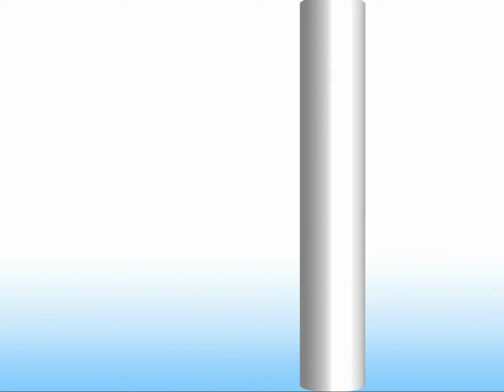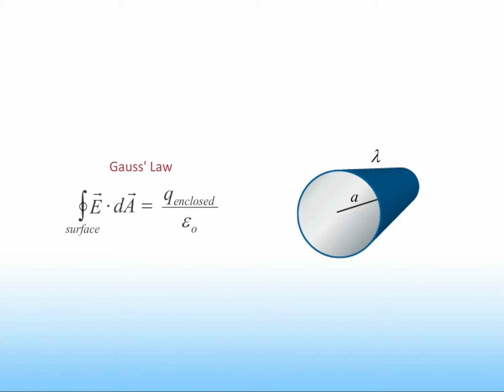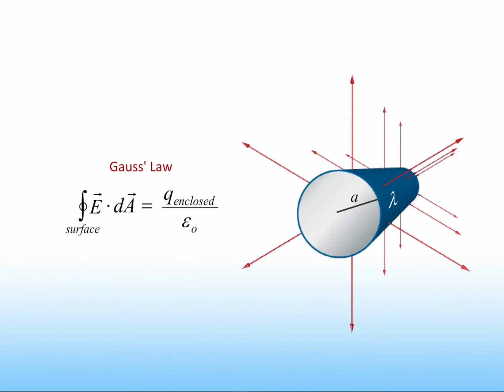For our next example, we consider a solid, infinite cylindrical conductor of radius a with uniform linear charge density lambda. We can use Gauss's law to determine the electric field outside this cylindrical conductor. Since the charge must be distributed uniformly on the surface of the cylinder, we know the magnitude of the field produced by this charge can only depend on r, the two-dimensional distance from the axis of the cylinder, and its direction must always be perpendicular to this axis.